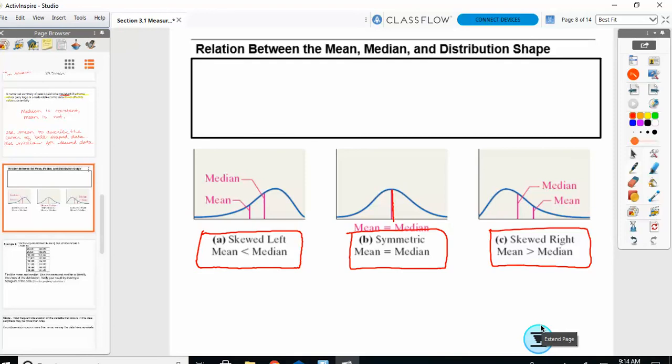You might jot yourself a few notes here. One of your homework questions gives you the mean and median and asks you, is it going to be symmetric, or is it skewed left or skewed right? And what you're looking at there is, which one's bigger? Is the mean bigger or is the median bigger?